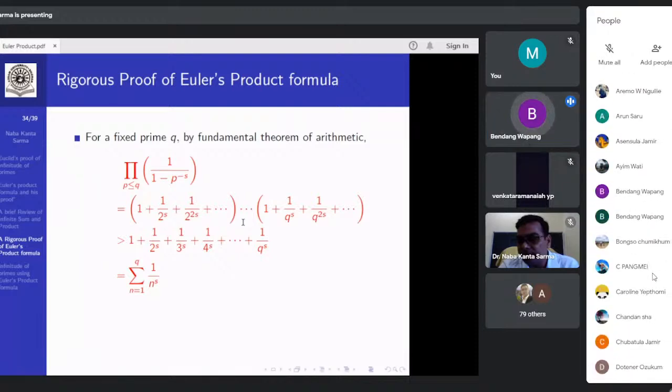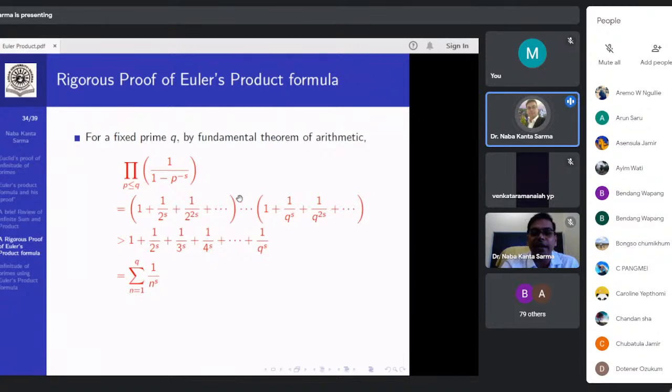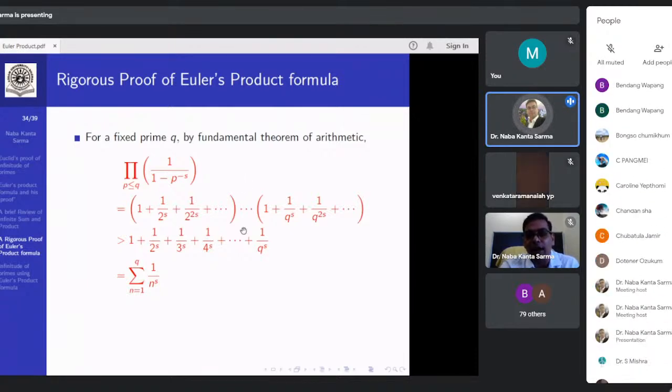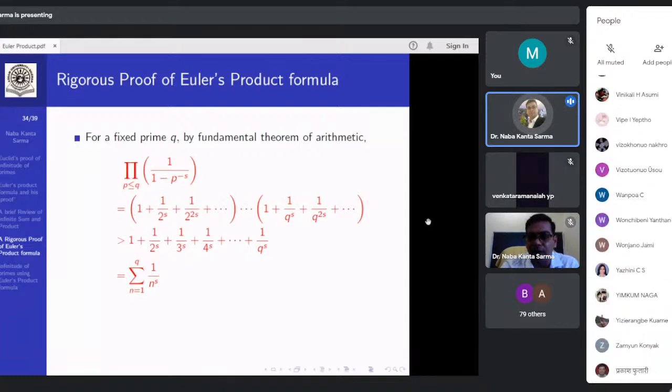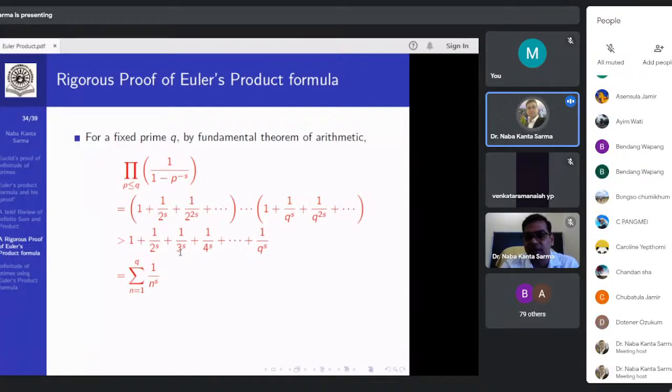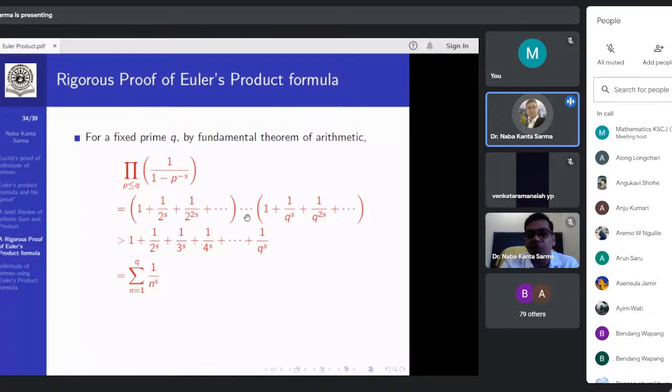So the second prime will be 3. So 1 plus 1 by 3^s will come. If I take 1 from every other bracket and 1 by 3^s, then I will get this. Then you may ask where from this 4^s will come, because 4 is not a prime. 4 is not a prime, but still 4 will come because of this 2 to the power 2s. This is nothing but 4 to the power s.